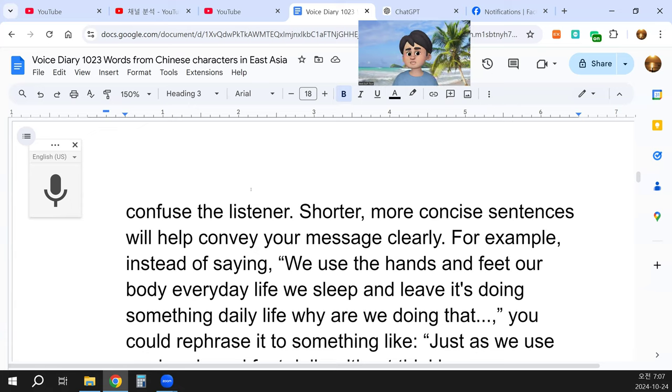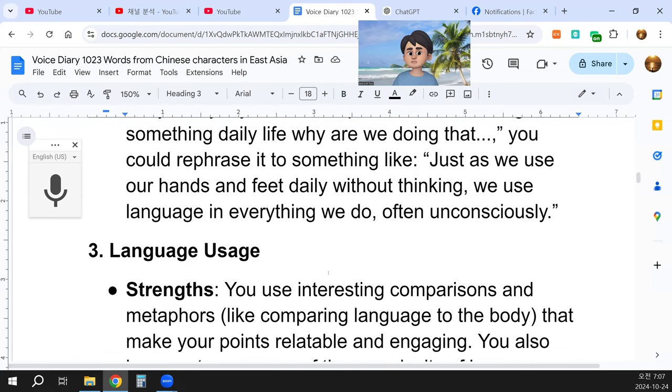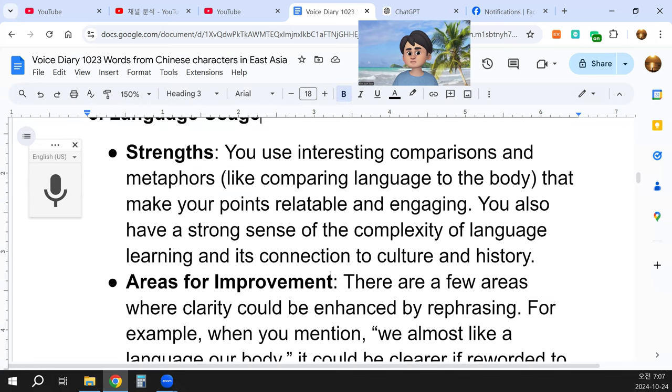For example, instead of saying we use the hands and feet, our body, everyday life, we sleep and leave it to something daily, you could phrase it something like: just as we use our hands and feet daily without thinking, we use language in everything we do, often unconsciously. Good.